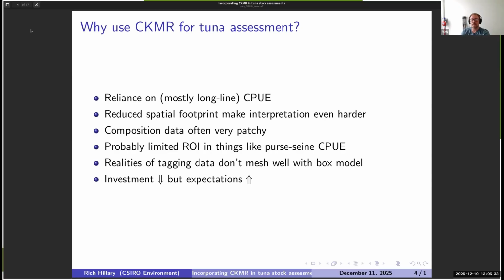I didn't attend the talks, but I think it was probably discussed yesterday that the realities of the, in some ways, large tagging data sets we've got don't mesh well with some of the assumptions we have to make with either the spatially aggregated models or the box model, things like mixing and so forth. And a sad reality that's probably not uncommon across all of this is investments going down, but apparently expectations are going up. We're being asked to do more and more with these models, but somehow we seem to be getting less and less to do with it. So money is tight, but expectations do not reduce.